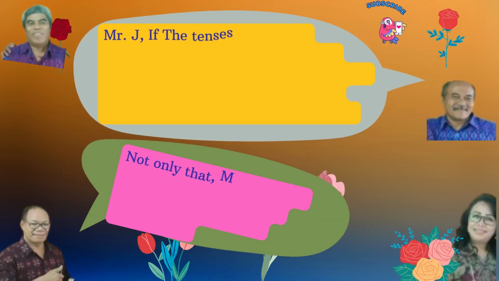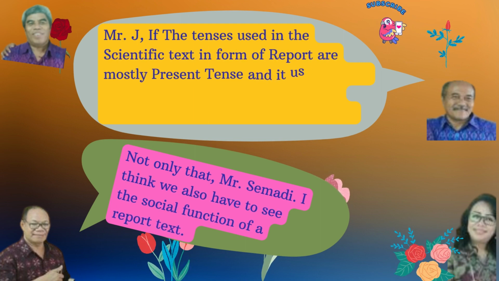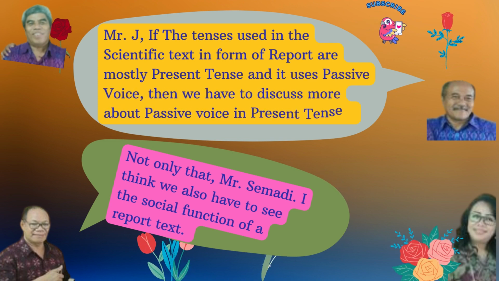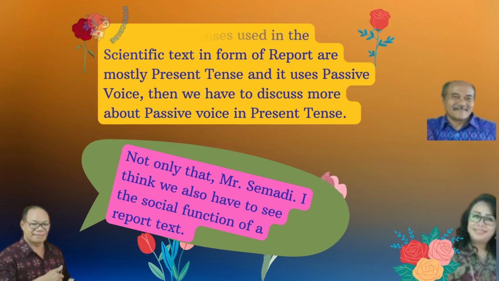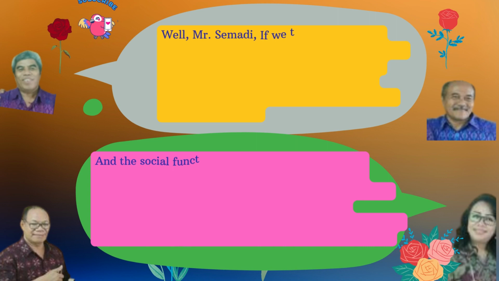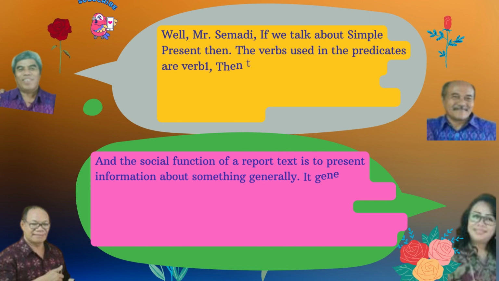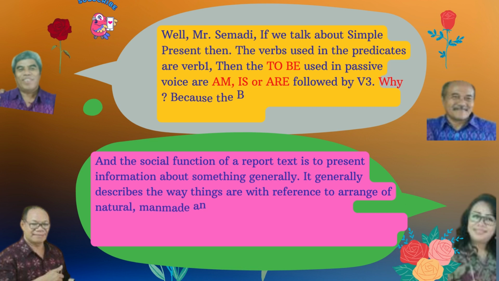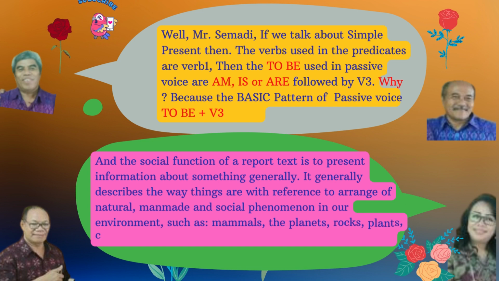Mr. J, if the tenses used in the scientific text in the form of report are mostly present tense and it uses passive voice, then we have to discuss more about passive voice in present tense. Not only that, Mr. Samadi. I think we also have to see the social function of a report text. Well, Mr. Samadi, if we talk about simple present then the verbs used in the predicates are verb 1, then the to be used in passive voice are am, is, or are followed by V3. Why? Because the basic pattern of passive voice is to be plus V3.